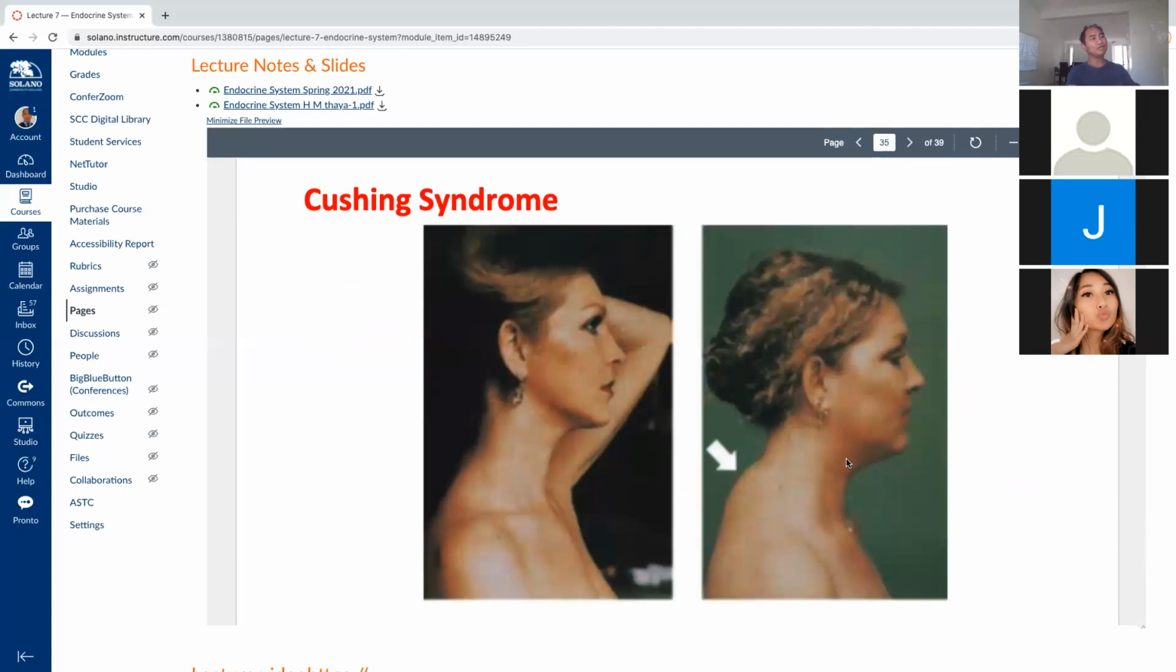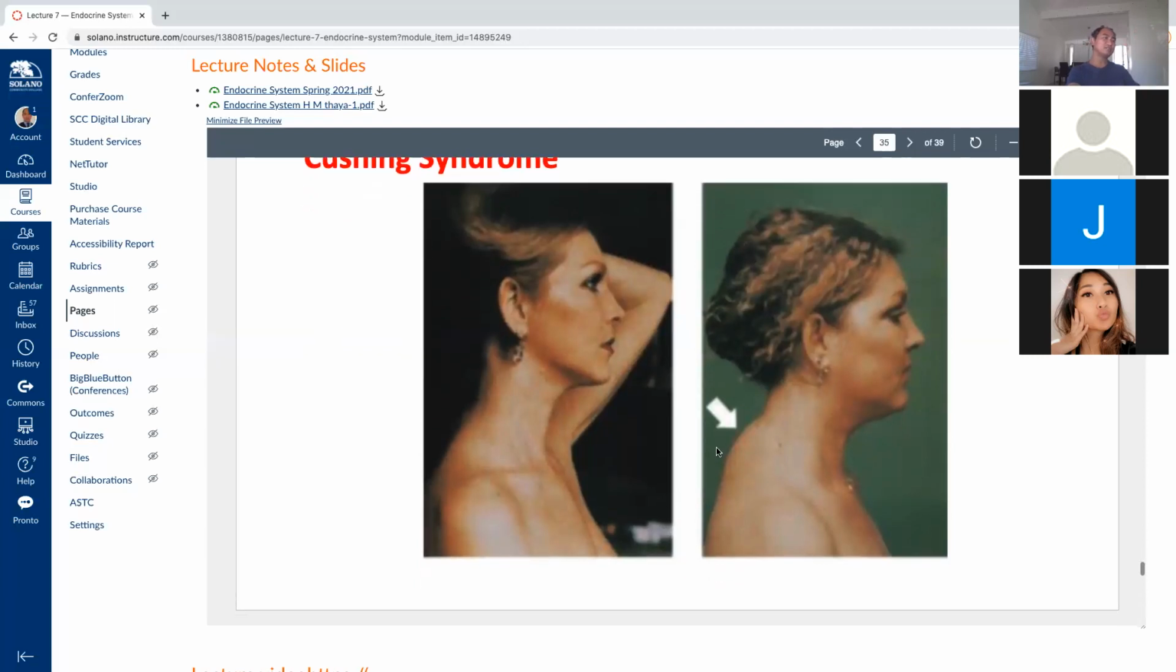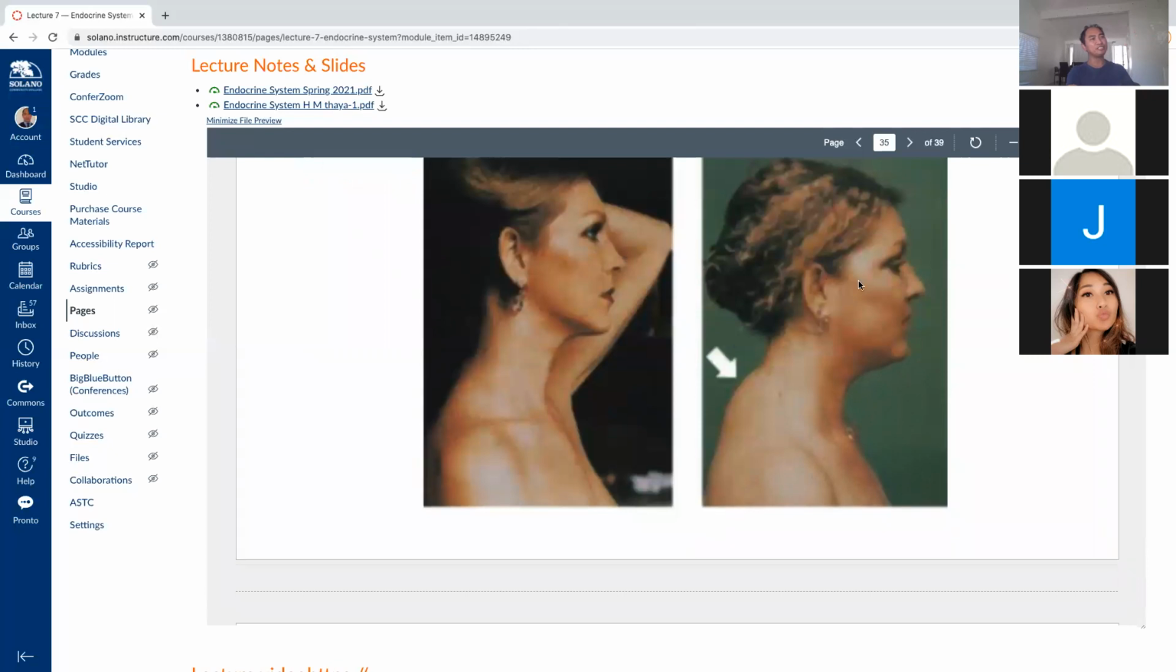Cushing syndrome, look at that. Excessive steroid in the body, and this lady has got a hump, which is because of the excessive steroid, and there is a fat deposition. And she looks slim here, and she looks fat because she is getting Cushing syndrome, the same lady before and after treatment.